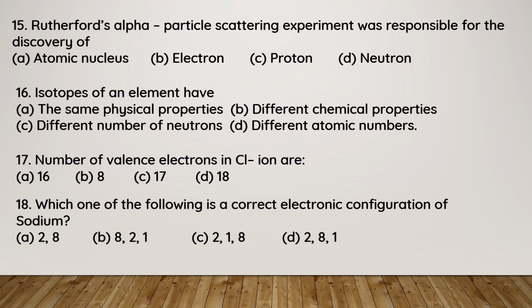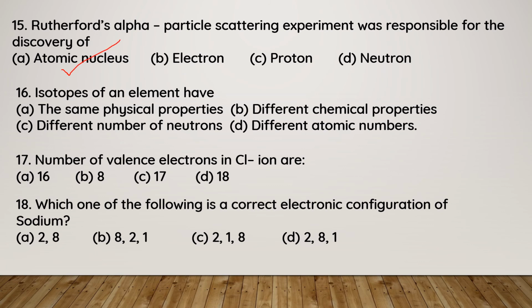15th one, you can choose the correct answer. Rutherford's alpha particle scattering experiment was responsible for the discovery of atomic nucleus, electron, proton, neutron. So this experiment was responsible for the discovery of the atomic nucleus.